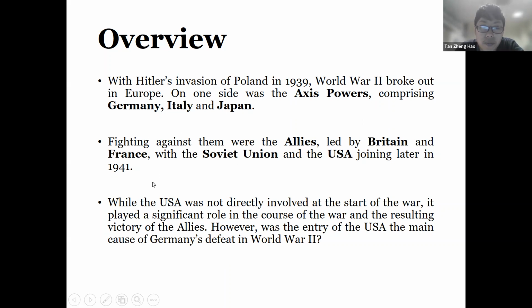Another thing you might need to know is that although the USA was not involved at the start of the war, it played a significant part in the course of the war. We're going to examine how big a deal the entry of the USA was in defeating Germany, or whether there were other important factors as well.